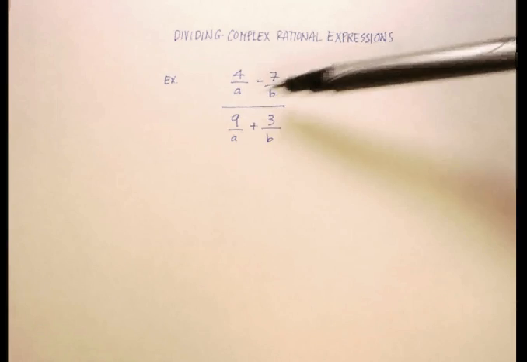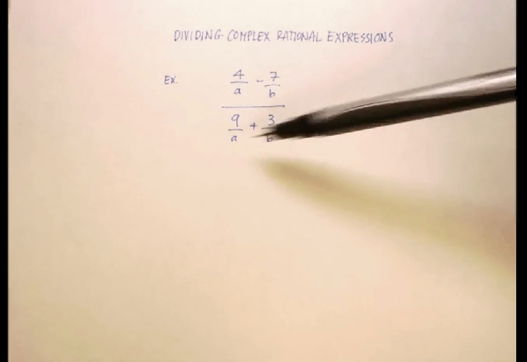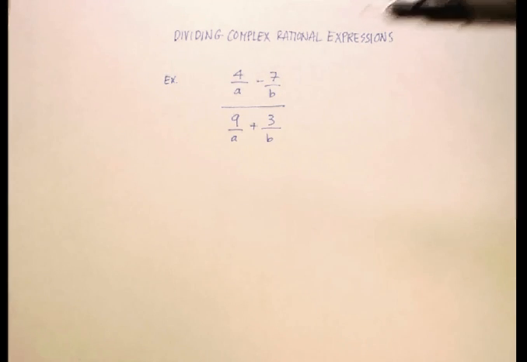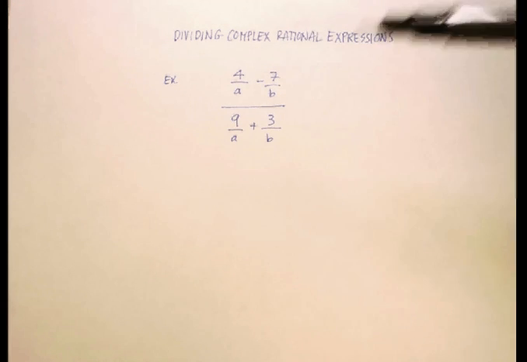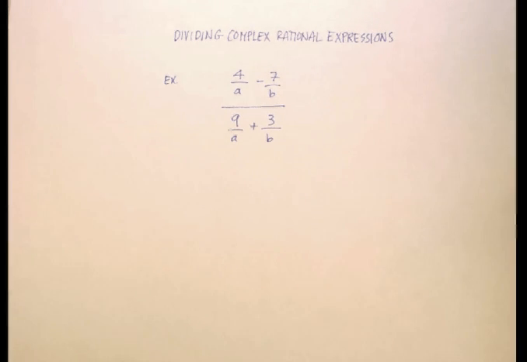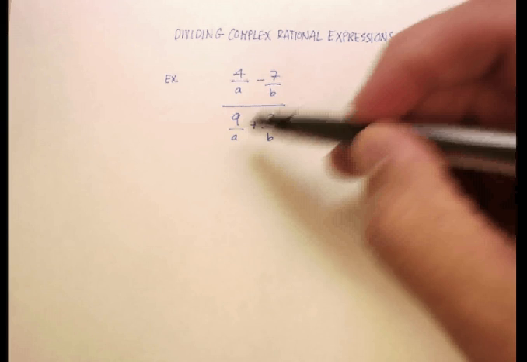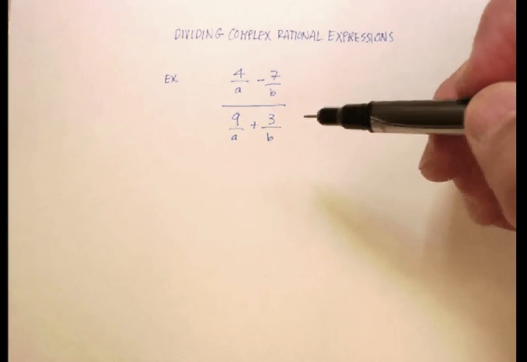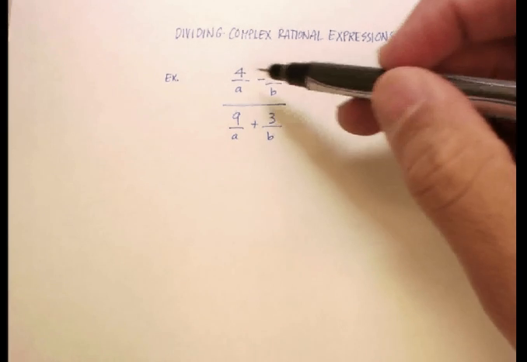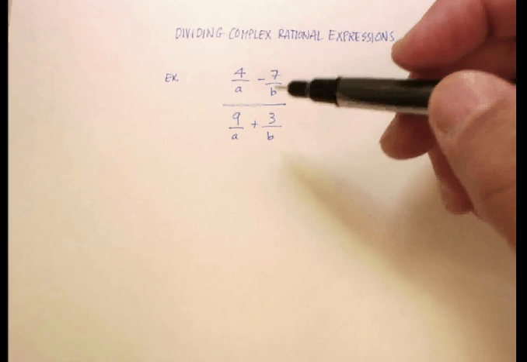When I see problems like this, I look immediately to the denominators and I ask myself, are they the same? And in this case, I notice that they're similar, but not exactly the same. So I need to basically get each of these denominators the same so that I can subtract, and add down here the different parts.